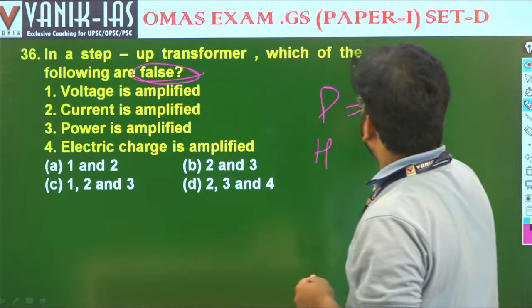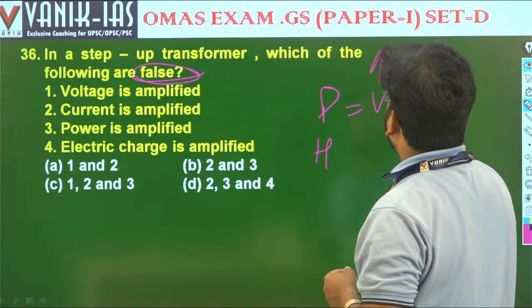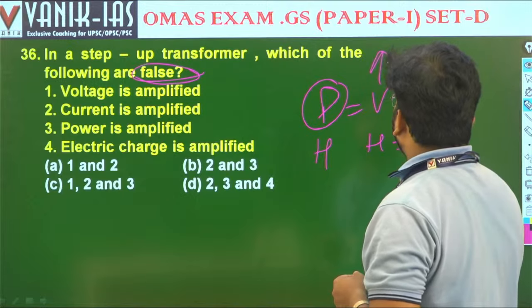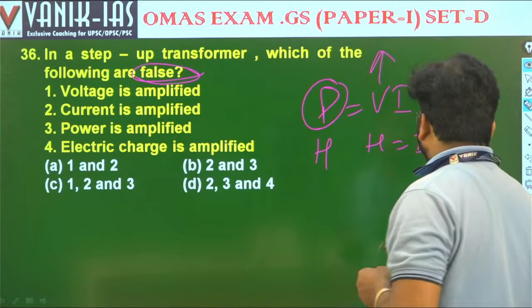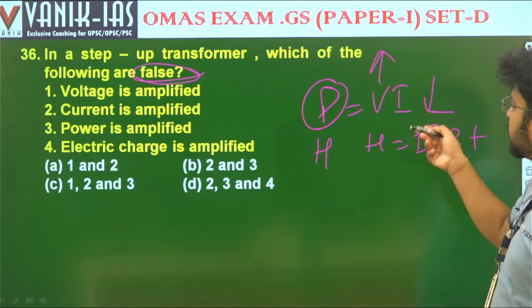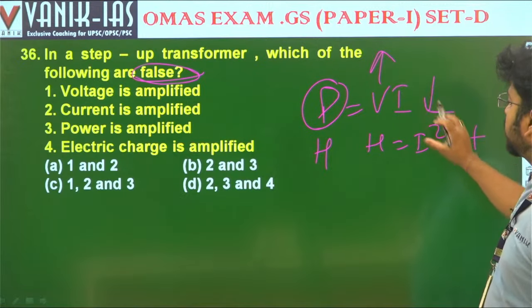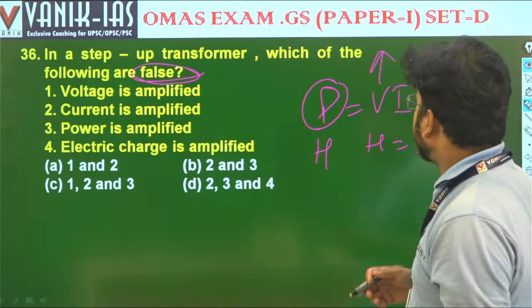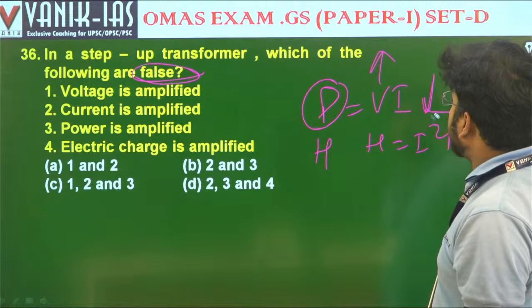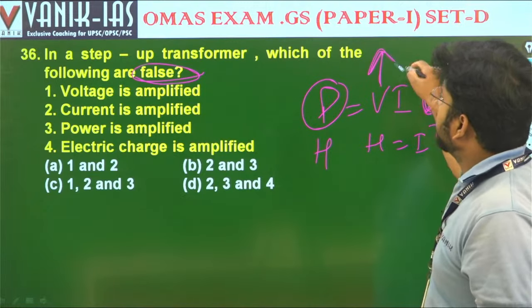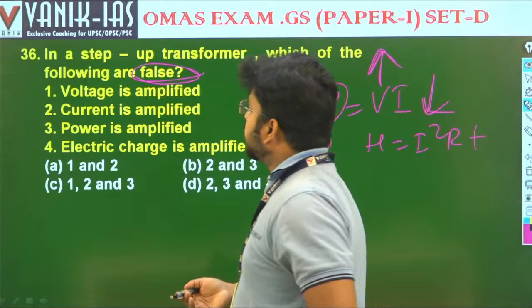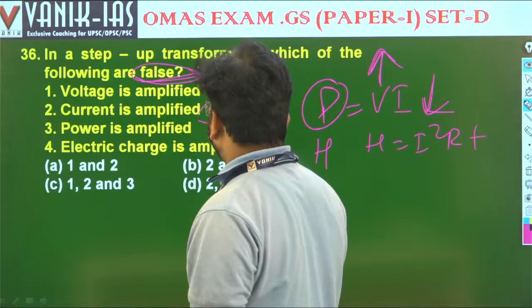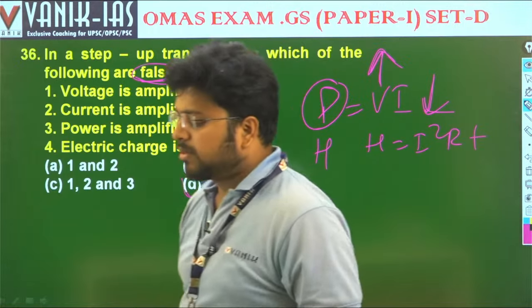Why? Because if we increase the voltage, then the current will reduce, power remaining constant. And H equal to I square RT. If the current is more, then heat generation will be more. That means everything will burn, it will be wasted. That's why we always try to reduce the I part and keep the V part high. That's why we use step up voltage. The question is, which are false? Here voltage is amplified, rest all are false. So 2, 3, 4 is the answer. They are false, right?